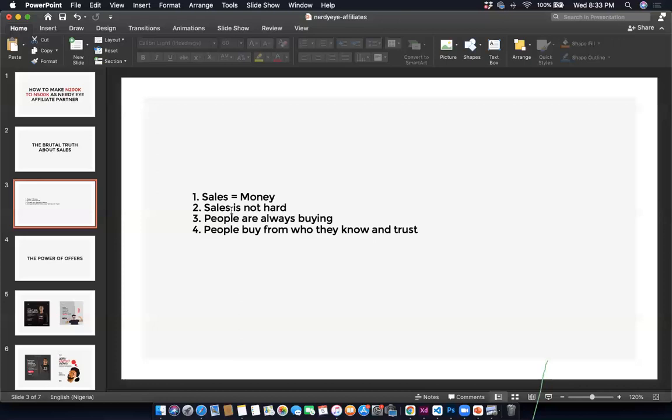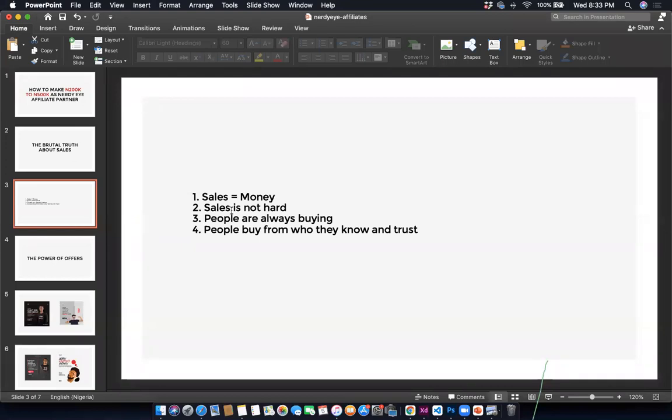Number 3, people are always buying. Let me tell you something. People are always buying. Today I bought stuff, right? Today you guys bought stuff. If you walk down the street and say, madam, give me gala 100 now, you bought stuff. People are always buying something. So that means whether you are selling or not, someone else is selling and making the money that you should be making. So if you think that people are not buying, you're just deceiving yourself. People are always buying. That is the brutal truth about sales.